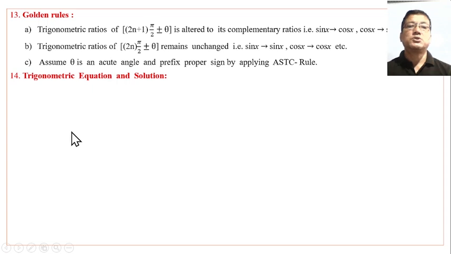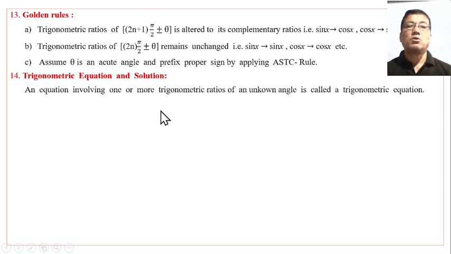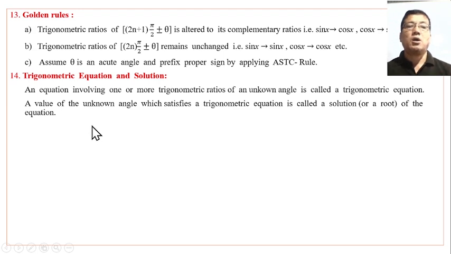Trigonometric equation and solution. An equation involving one or more trigonometric ratios of an unknown angle is called a trigonometric equation. A value of the unknown angle which satisfies a trigonometric equation is called a solution or a root of the equation. The value of the unknown angle is the solution or root of the trigonometric equation.